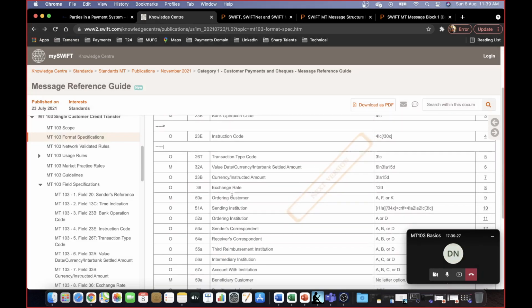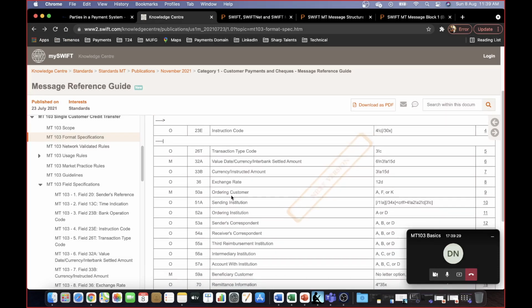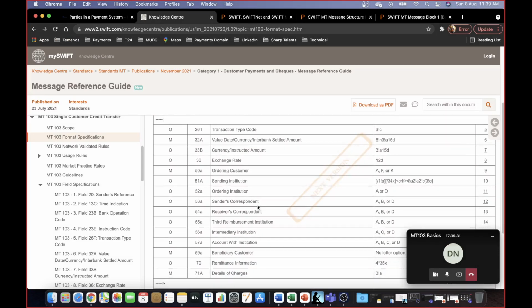And the next mandatory field is the ordering customer. Actually, recently I had an interview where the interviewer told me that 33B, the instructed amount, is also mandatory in MT103. No, it is not mandatory. It is conditionally mandatory.